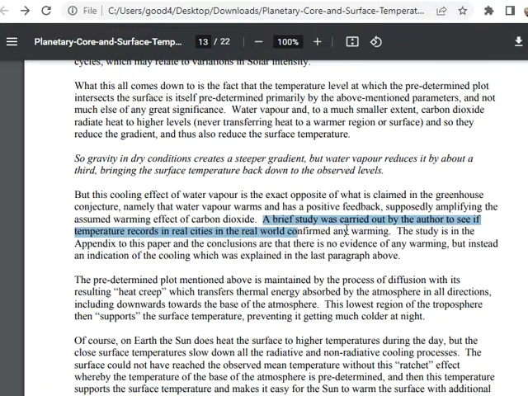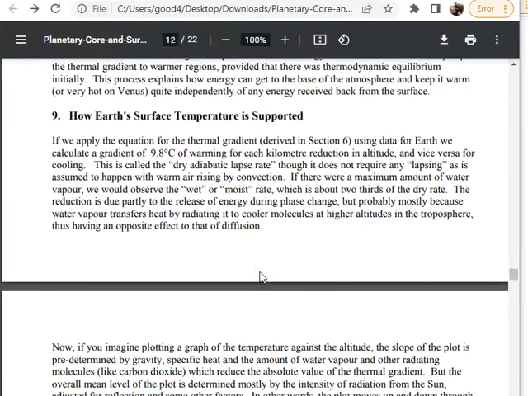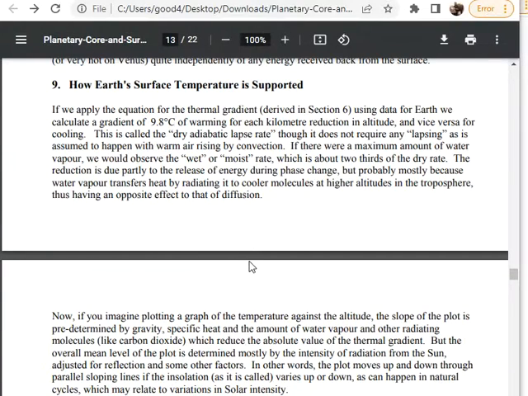It says a brief study was carried out by the author to see if temperature records in real cities in the real world confirmed any warming. The study is in the appendix in this paper, and the conclusions are that there is no evidence of any warming, but instead an indication of the cooling which was explained in the last paragraph above. I can't do the rest of this chapter.